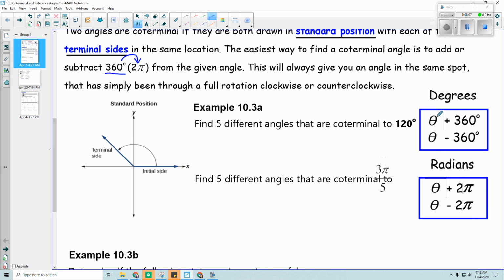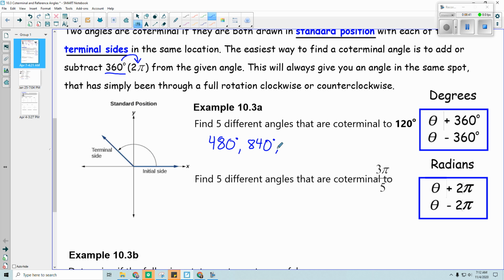So all I have to do, if it's in degrees, is take that angle, because theta is going to represent that angle, 120, and I just have to add 360 or subtract 360 from it. So 5 different angles that are coterminal to 120. If I have 120, I just add 360 to it, I get 480. And I can continue to do this again. If I take that 480 and add another full rotation, another 360, I get 840.